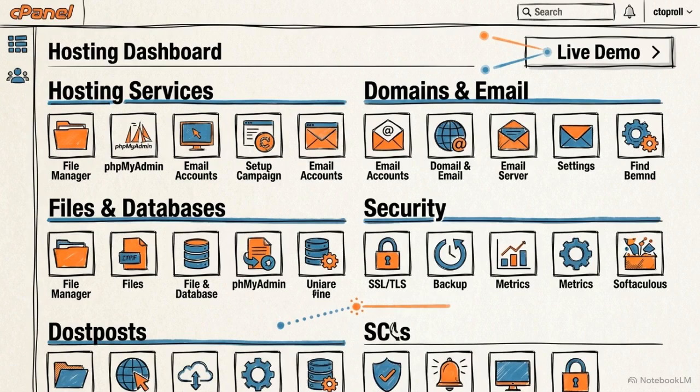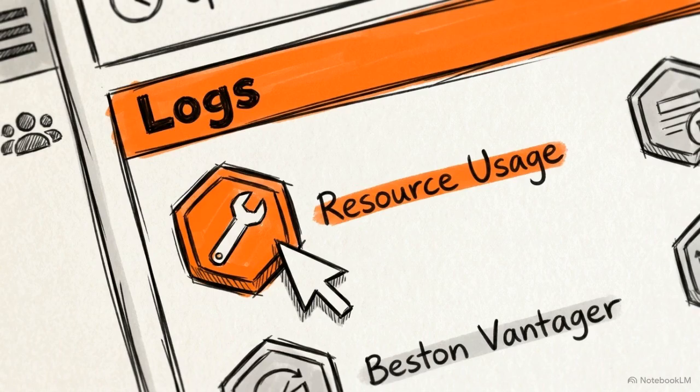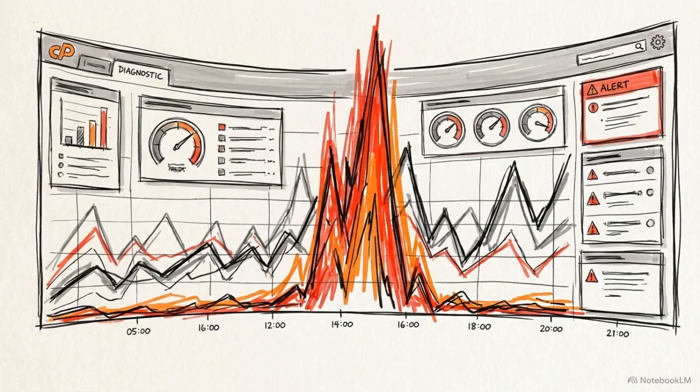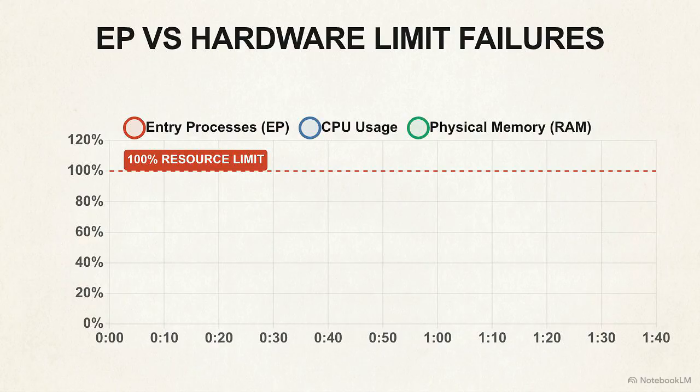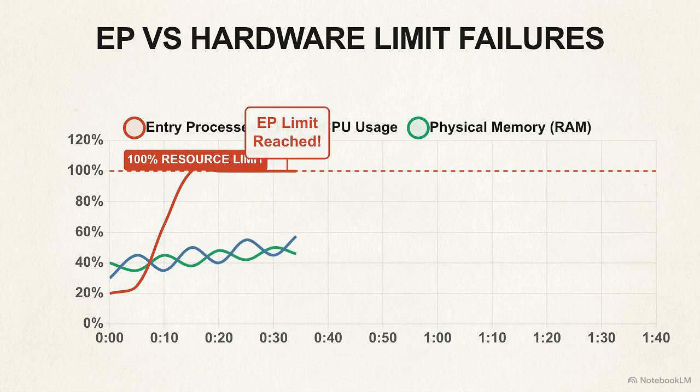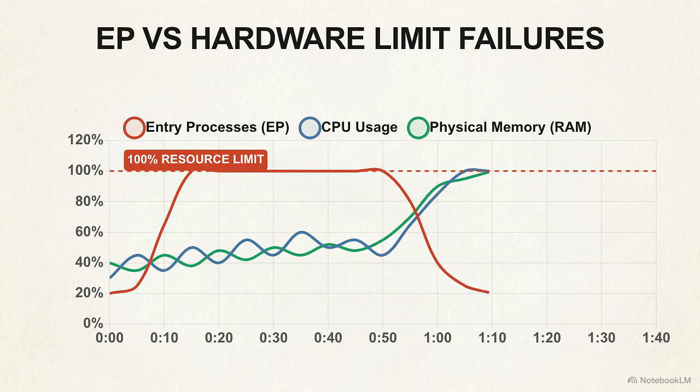To prove this is happening, switch over to cPanel. Scroll down to the Log section and click on Resource Usage. This shows the diagnostic graphs for the exact time frame your site went down. This graph shows the signature of an EP failure. Notice how the entry processes line spikes and hits a hard flat line at the very top boundary, while the CPU and memory lines are still fluctuating safely below their maximums.